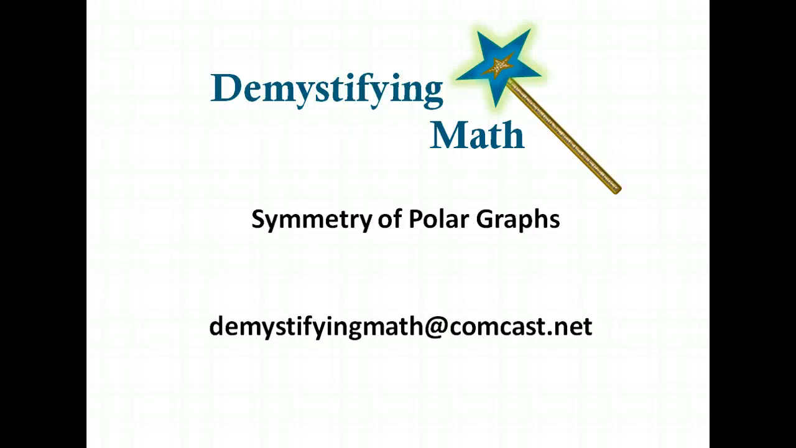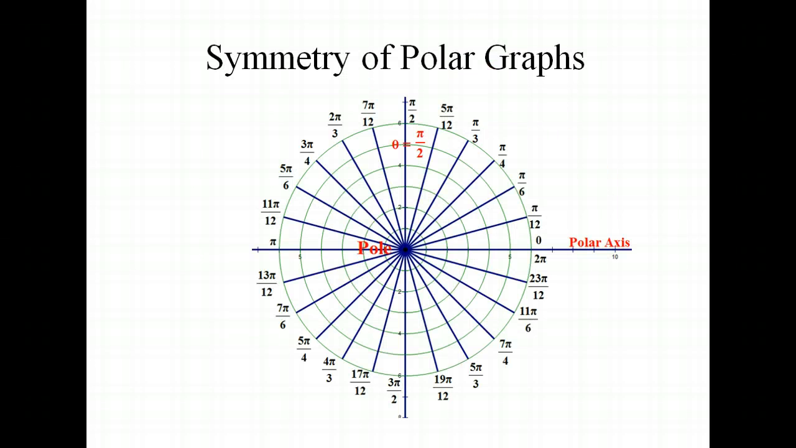In this lesson, we're going to be discussing the symmetry of polar graphs. Remember that a polar grid has a polar axis, which is the horizontal axis. It also has a vertical axis, which we call the line theta equals pi over 2. At the intersection of those two axes, we have the pole.